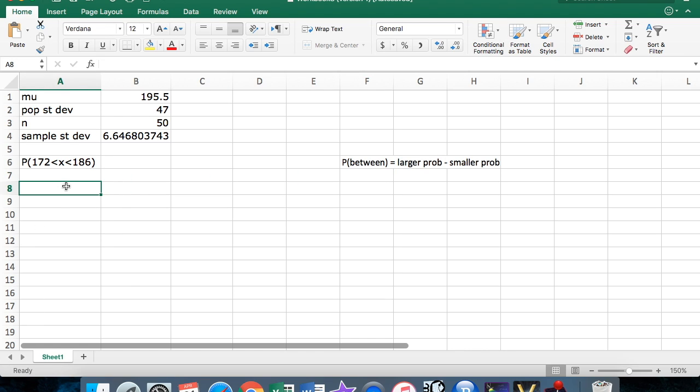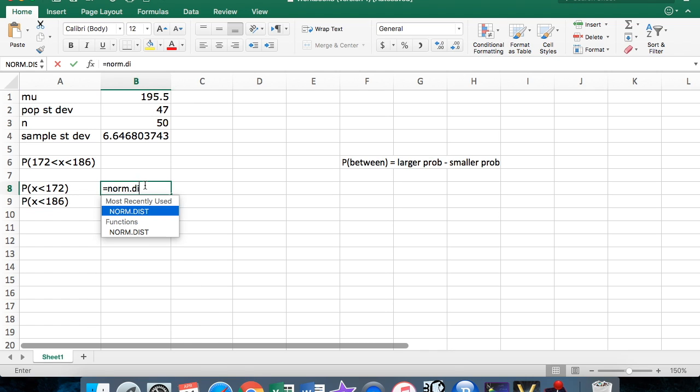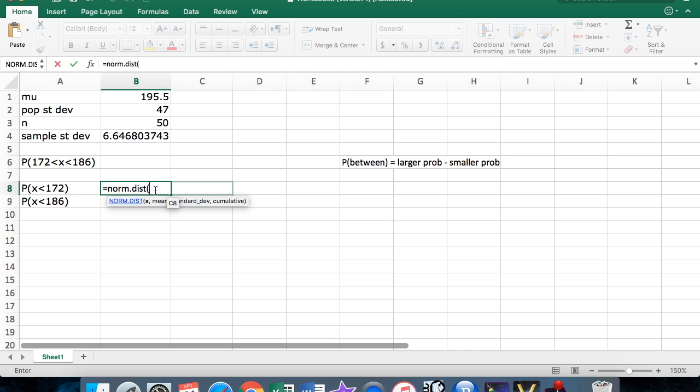So here we go. Let's find the probability to the left of 172, then the probability to the left of 186. So this will just be a norm.dist, right? And to the left is easy. Our x is 172, the number we're going to find the probability around. The x is just the dummy variable. My mean is mu, then my standard deviation is my sample standard deviation, and it's cumulative.